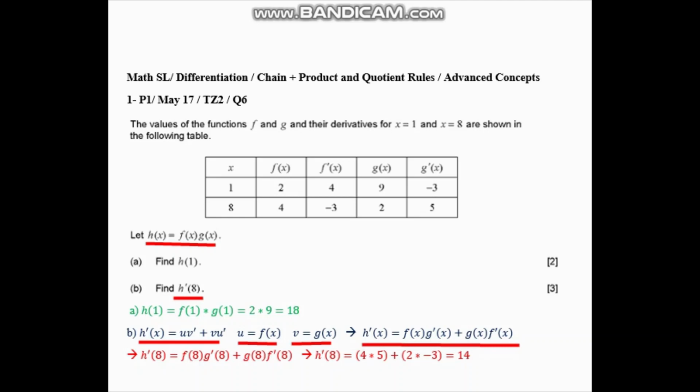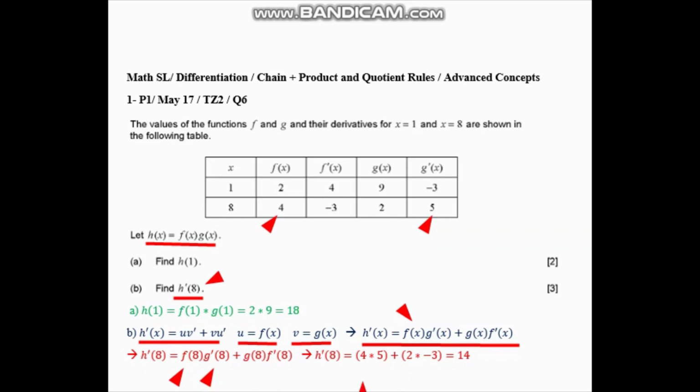Now that I have this equation, I need to just substitute the values in the formula from the table. So I have f of x when x equals 8, because in question B we want h dash of 8. So I'm looking for f of 8 right there. So what is f of 8? F of 8 is 4. F of x when x equals 8. What about g dash of 8? So g dash of 8 is g dash of x when x equals 8. So that gives me 5.